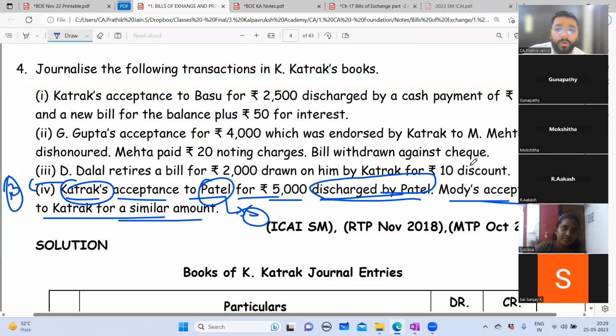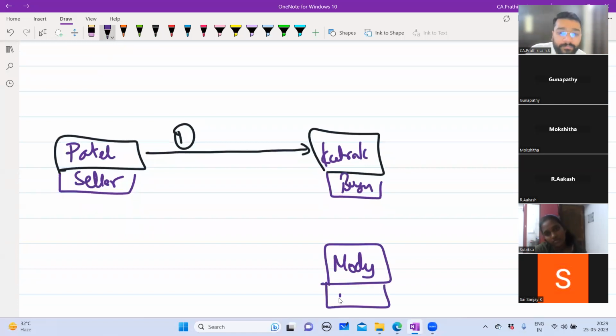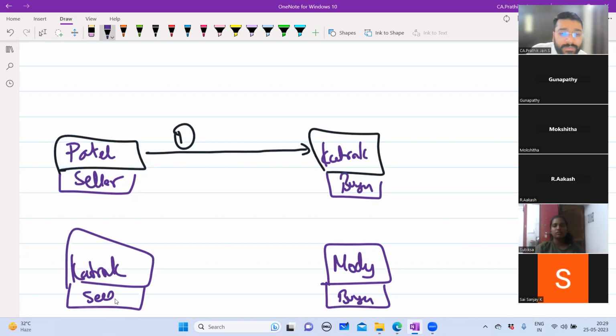Now for the very same amount, there is a transaction happening between Modi and Katrak. So here Modi is accepting. So Modi is my buyer, and Katrak is seller. So here, guys, Katrak, so Patel.